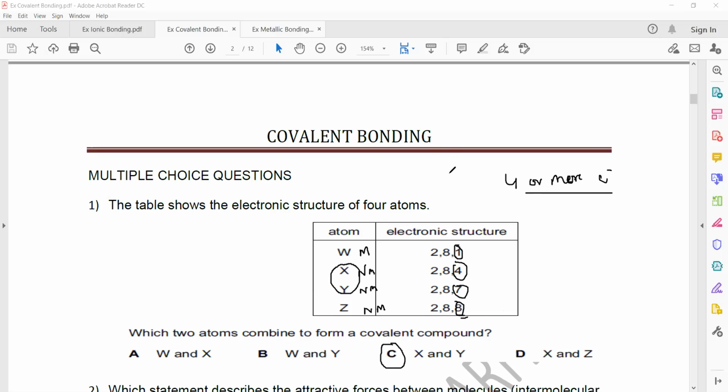If there are 4 or more electrons in the last shell, it will be a non-metal. So the first one is a metal. Metal does not form a covalent compound. It forms ionic or metallic. If a lone metal is there, metallic. If metal with non-metal, it will be ionic. But we have to find the covalent, so it should be between the non-metals. All 3, X, Y, Z, are non-metals, but Z is an unreactive non-metal because it has a complete outer shell.